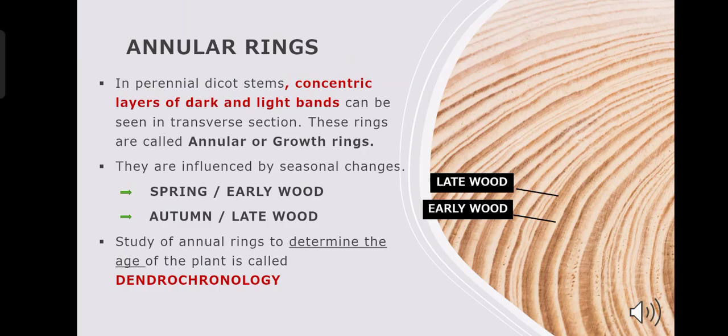Due to the continuous activity of cambial cells in the dicot stems, concentric layers of dark and light bands can be seen in the transverse section. These rings are called annular or growth rings. The formation of these rings is influenced by seasonal changes.